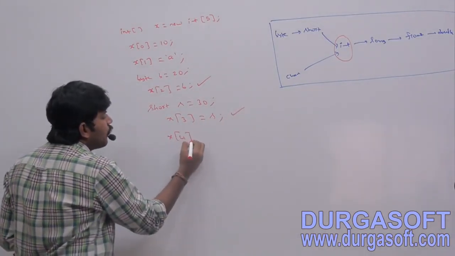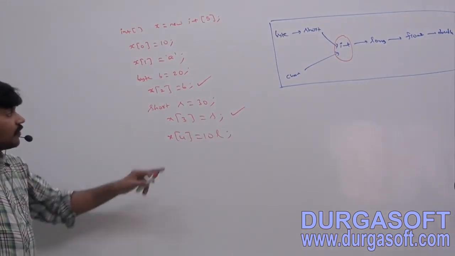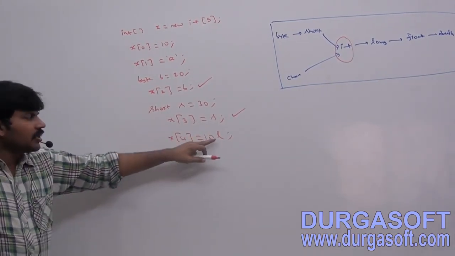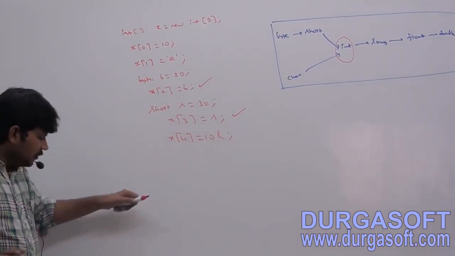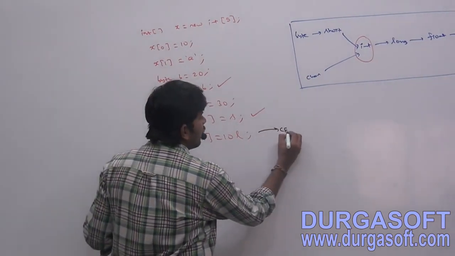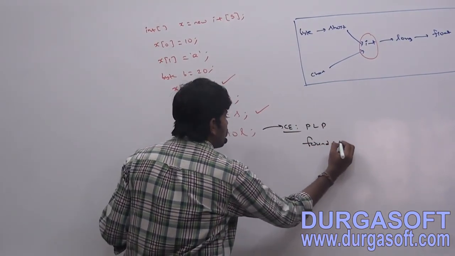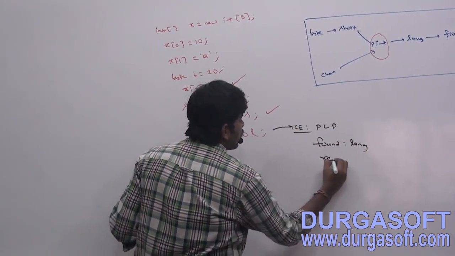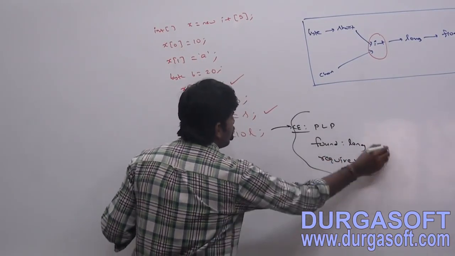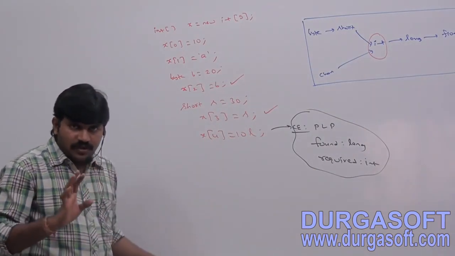Sir, x[4] = 10l: valid or invalid? Invalid, because in the place of int, what can we provide? Long. By mistake, if you are providing long, immediately compile error saying possible loss of precision. Found long, required int. I hope it is clear for all of you.